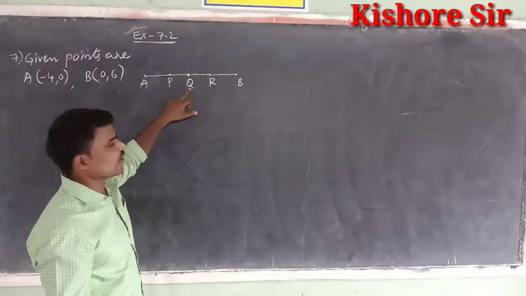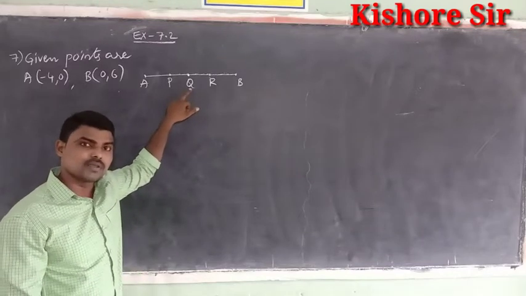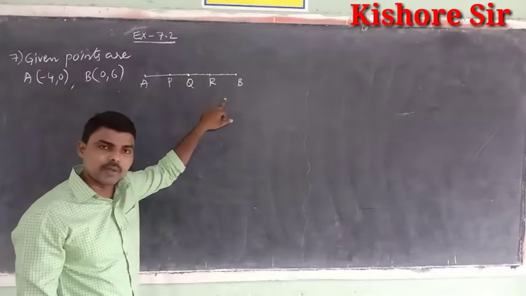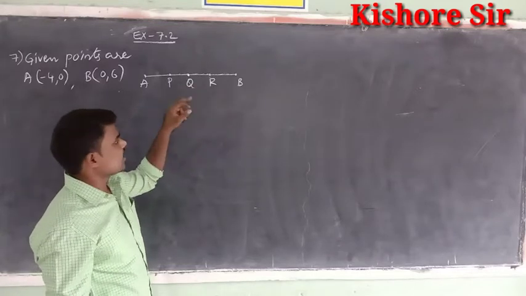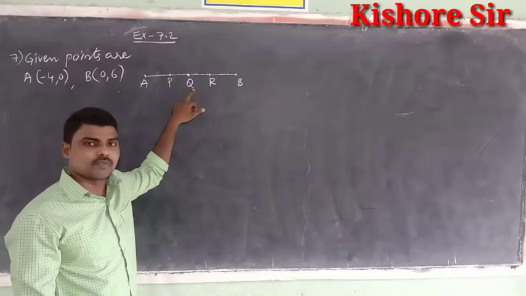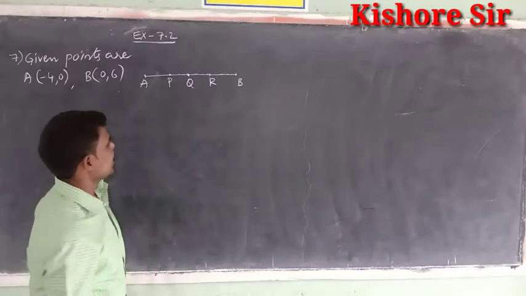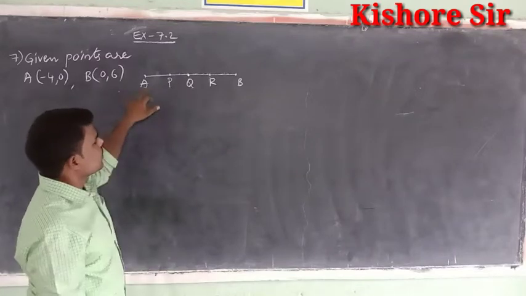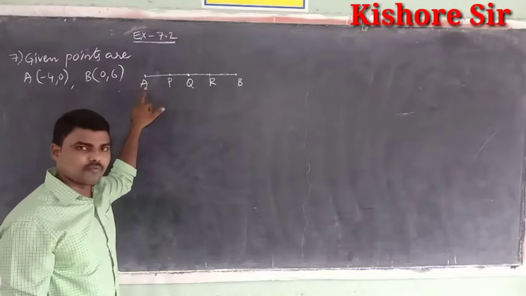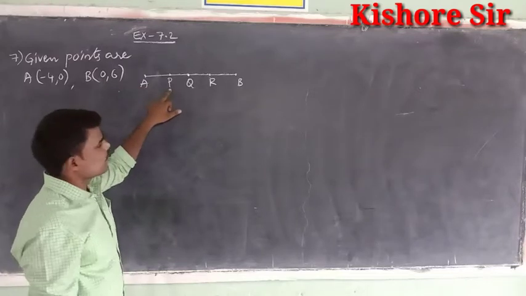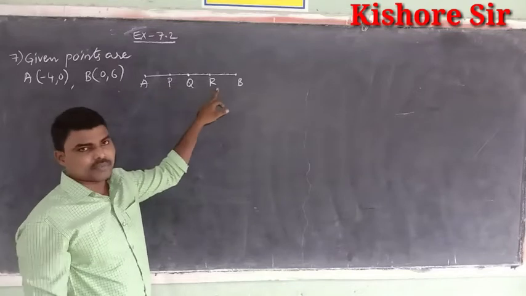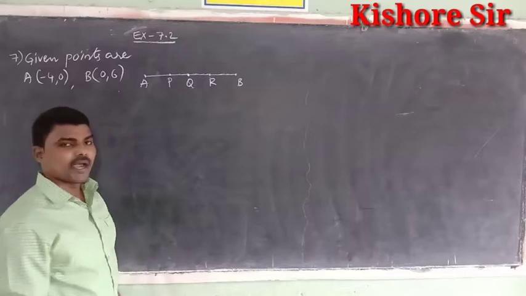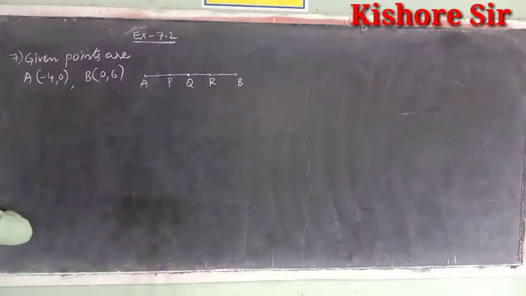First we have to find Q. How to find Q? Q is the midpoint of AB, so we can use the midpoint formula to find the coordinates of the point Q. Next, P is the midpoint of AQ. So again, using the midpoint formula, we have to find P, and similarly the point R. What is the midpoint formula?